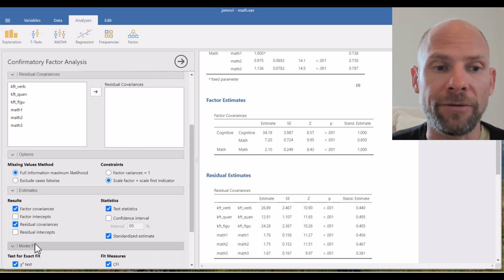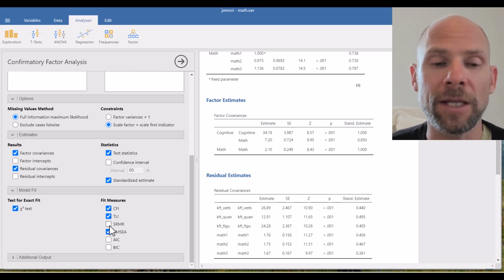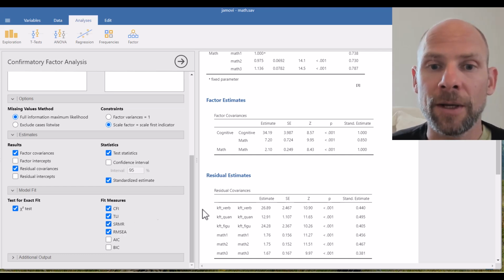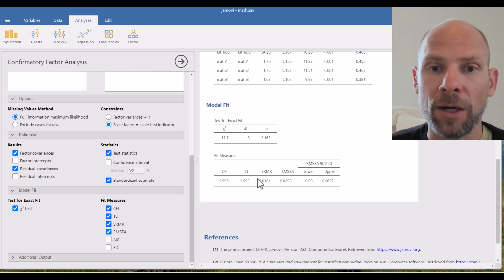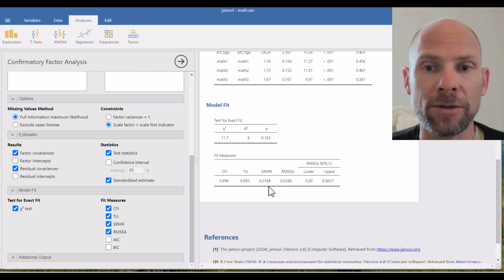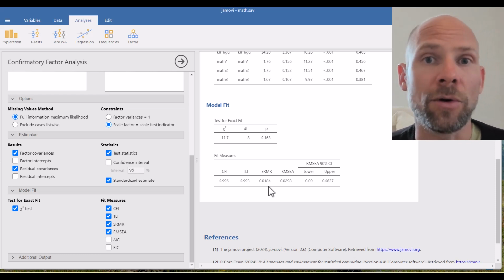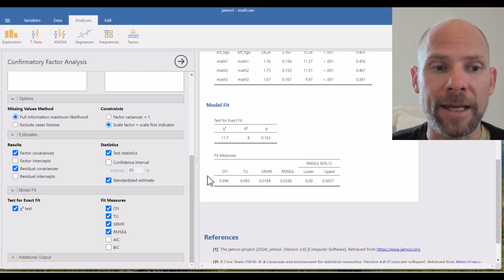Also, under model fit, you can request additional fit statistics, such as, for example, the SRMR, the standardized root mean square residual, which may be interesting in addition to the other ones. If you select that, then you can find it under your model fit measures table. 0.0184 is the SRMR, which also looks very good. It's very small, so indicating that there are no substantial residuals here in this case.